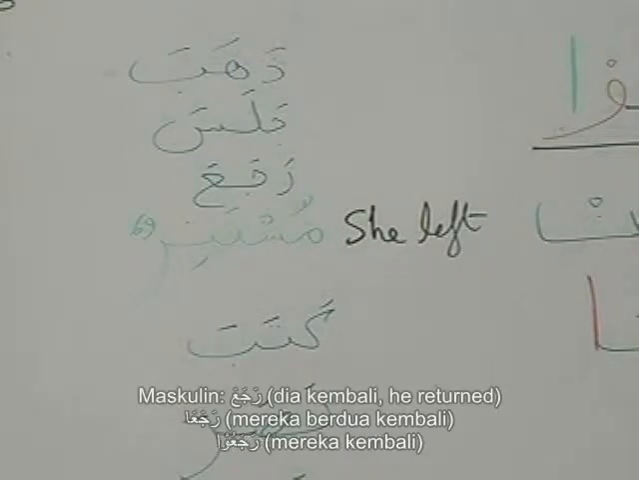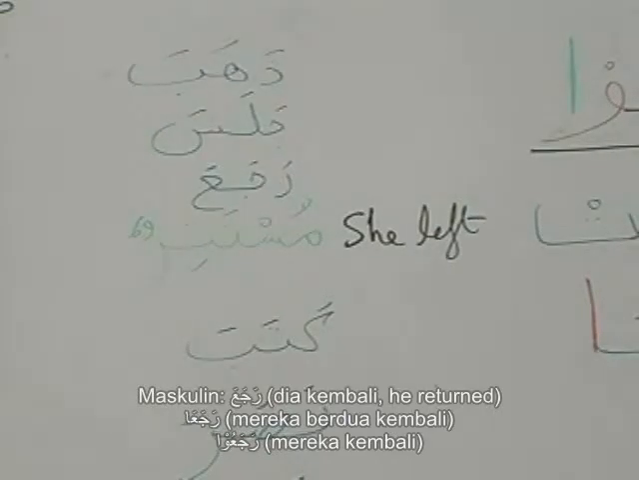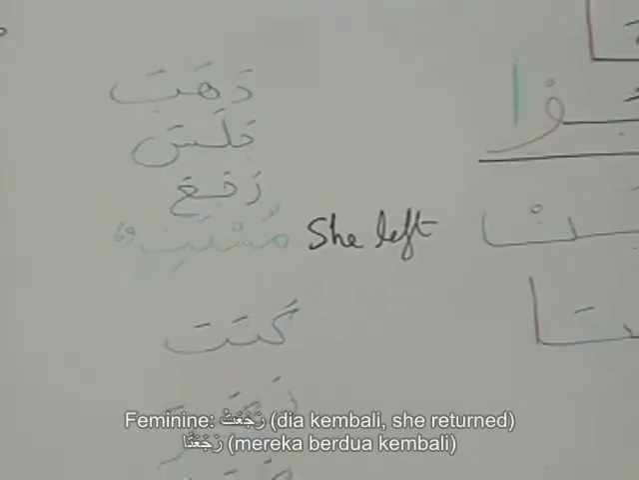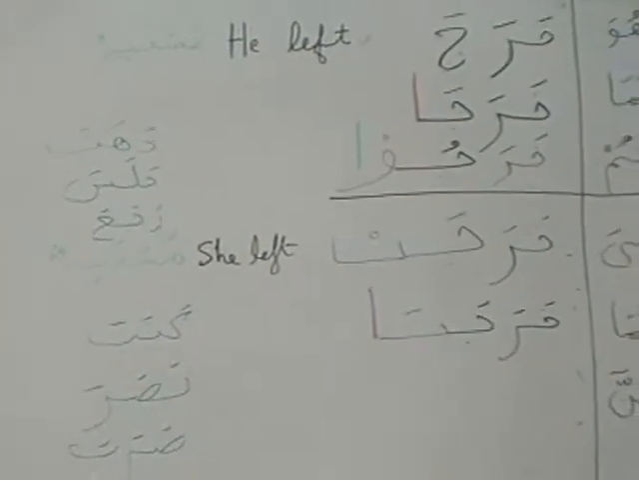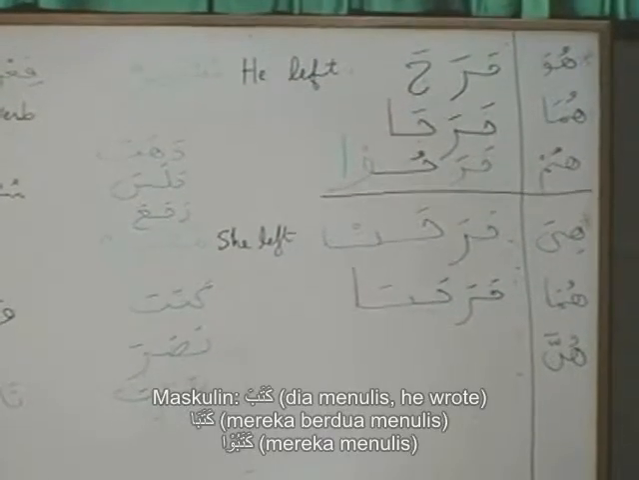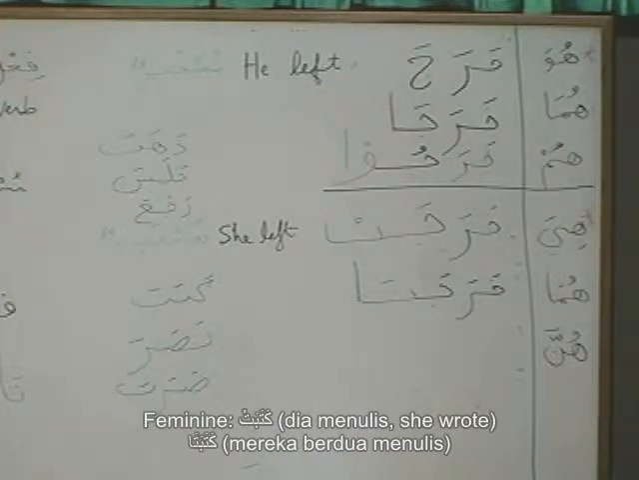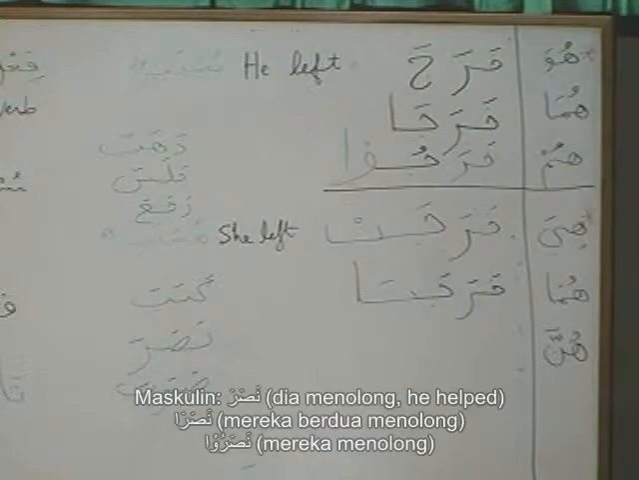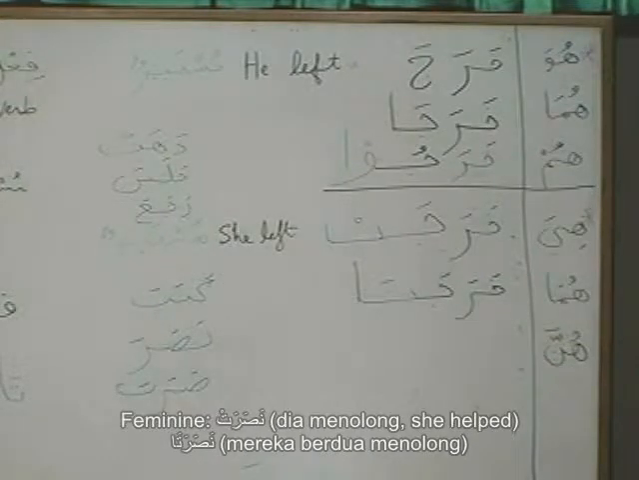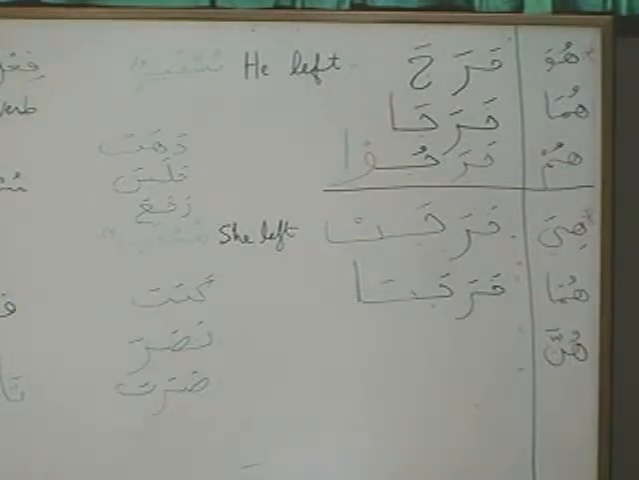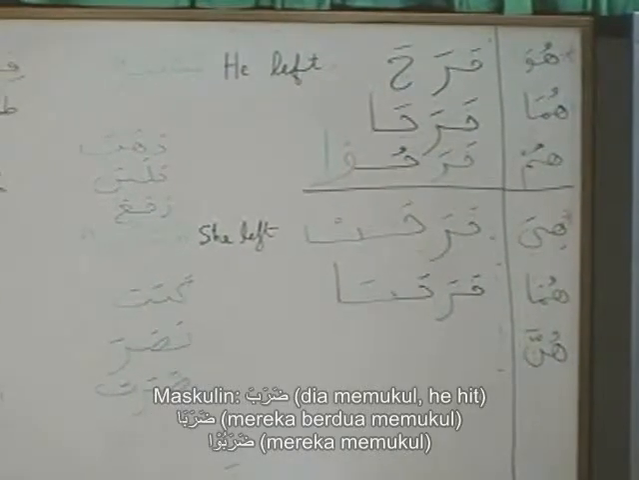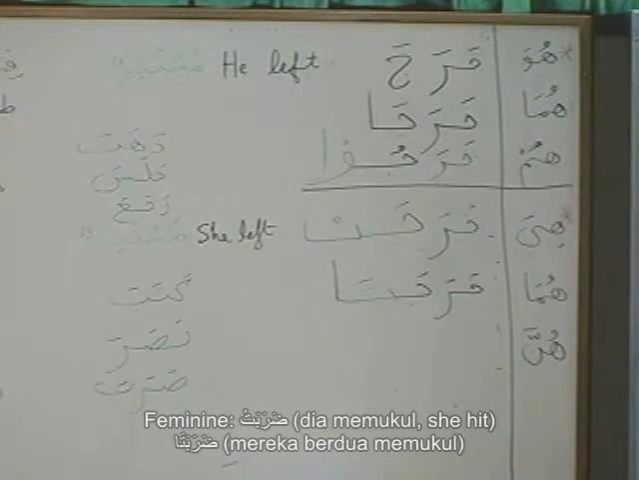Next one, brother. Raja'a, raja'u, raja'at, raja'ata. Are you with me? Next one, kataba. Kataba, katabu, katabat, katabata. Next one, nasara, nasaru, nasarat, nasarata. Okay? Are you with me, brother? Next one, daraba, darabu, darabat, darabata. Are you with me?